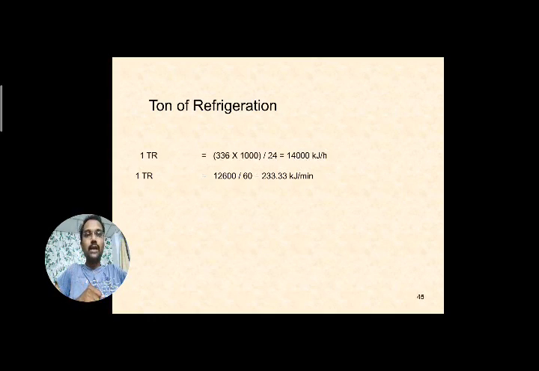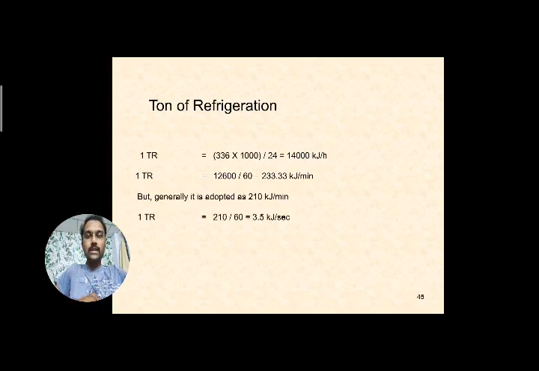So what happens to this value? Instead of 14,000, it can be, for example, 336 into 900 by 24, and the value will change to 12,600. Dividing by 60, the value is 233.33 kilojoules per minute. If it is standardized, it can be written as 210 kilojoules per minute. We are adopting this value, 210 kilojoules per minute. Why? Because some losses will be there. The complete 1000 kgs of ice will not be produced. Due to that, we are considering it as 210 kilojoules per minute.